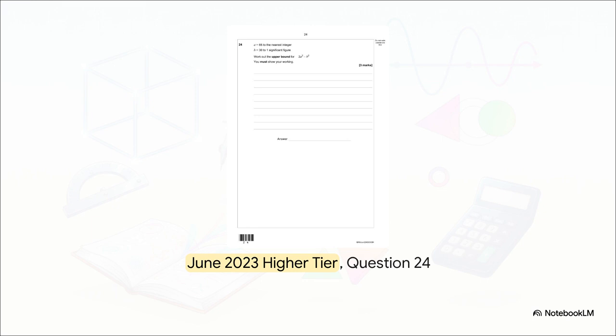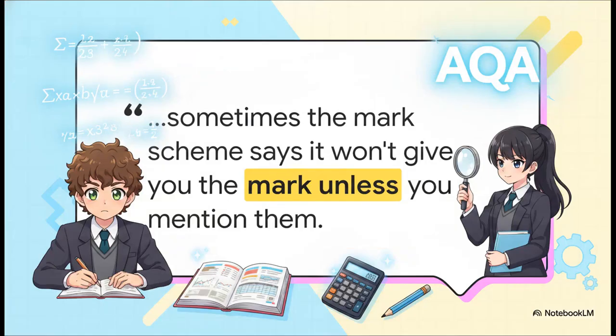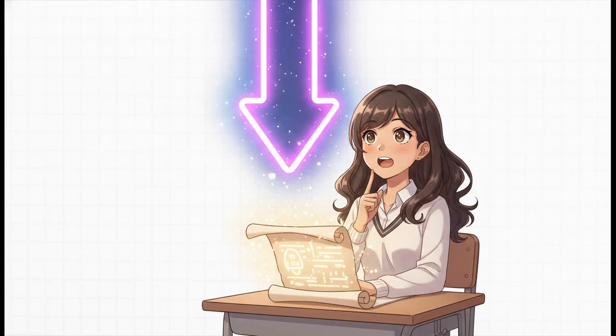0 marks. 0. Mr. Tompkins' EdTech confirms exactly why this is so critical. During a past paper walkthrough, he warns that sometimes the mark scheme explicitly states it won't give you the mark unless you actually mention those intermediate workings. His ultimate advice? Err on the side of caution. Always put your data and your intermediate calculations directly into the answer space to secure every single point. Leave nothing to chance.